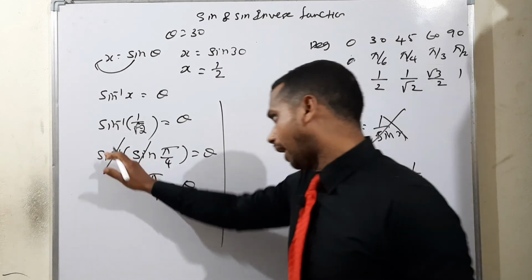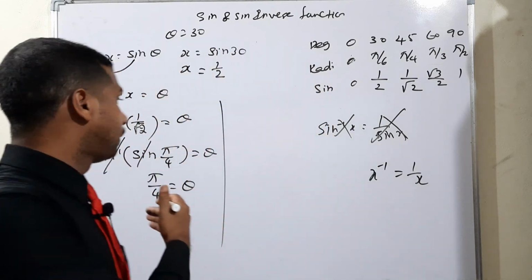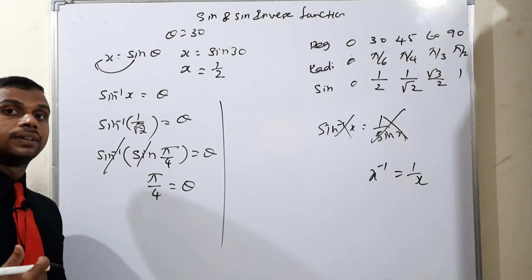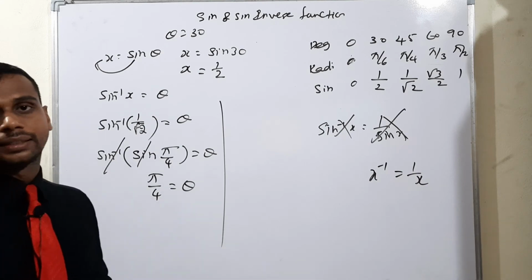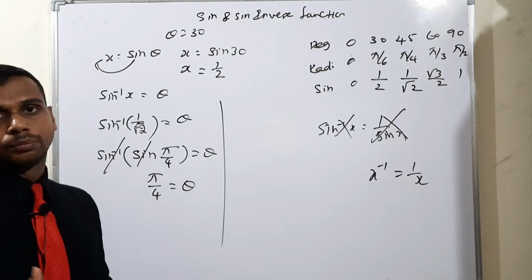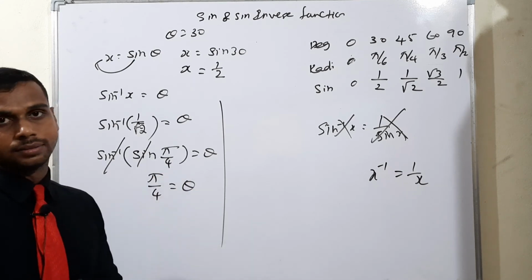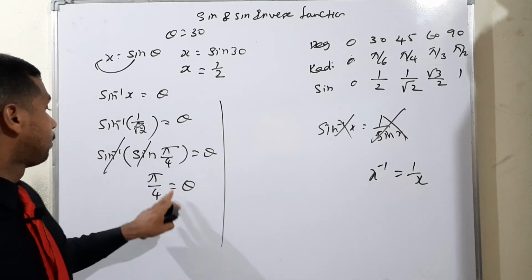But why do we cancel? This is one of the properties. Property means some truth value. Sine inverse into sine, we can cancel it, as well as cos inverse into cos, we can cancel it. So what are the 6 terms? Tan inverse into tan, tan inverse tan cancel, means the same value will be the answer. Okay, these are the important points.